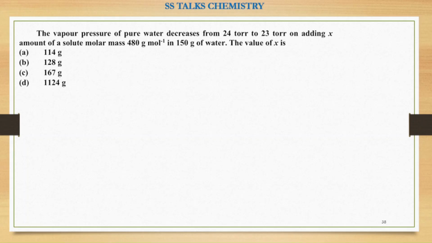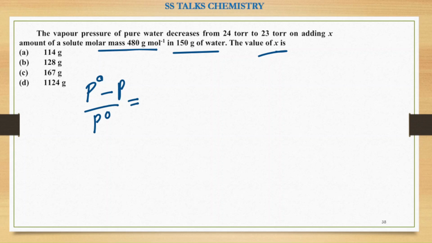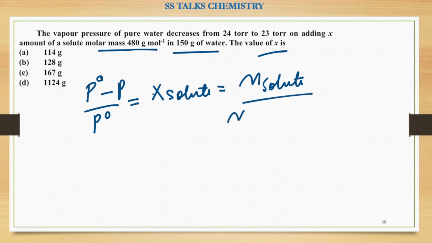23 torr on adding x amount of a solute of molar mass 480 grams per mole in 150 grams of water. What is the value of x? We know that the relative lowering in vapor pressure, (P naught minus P) upon P naught, is equal to the mole fraction of the solute particles, which is the number of moles of the solute upon the number of moles of the solute plus the number of moles of the solvent.